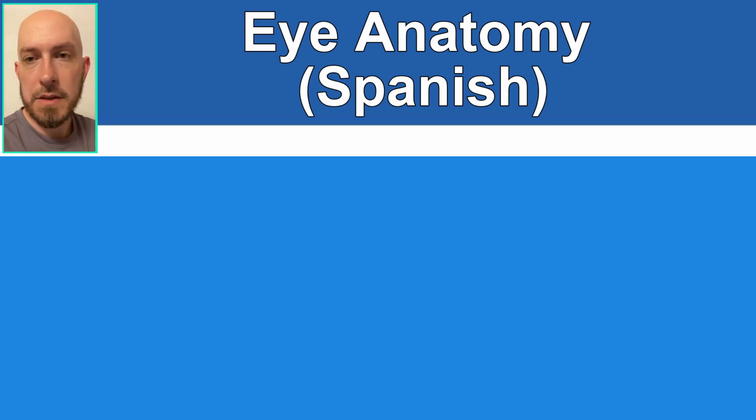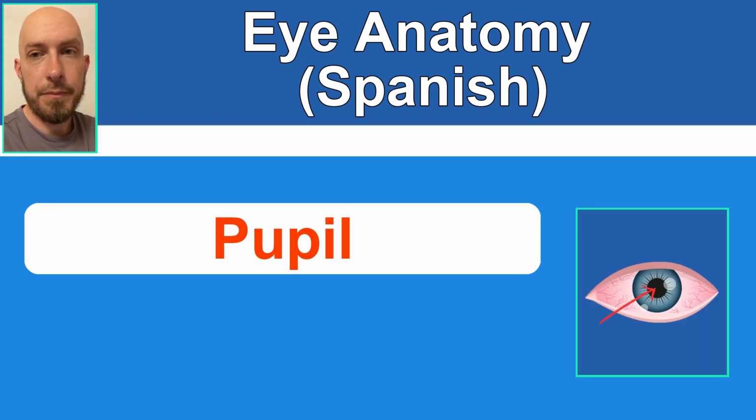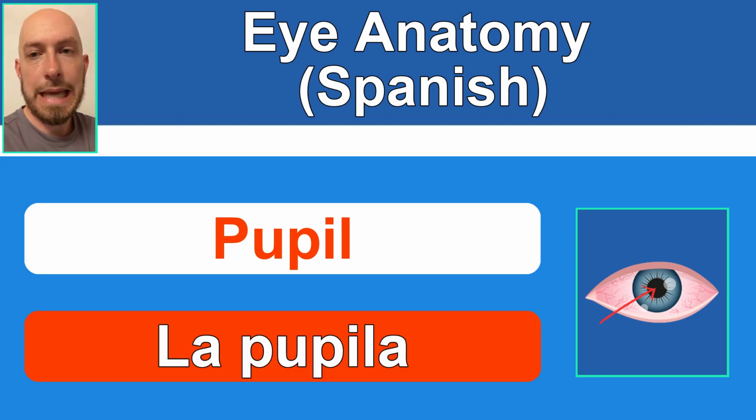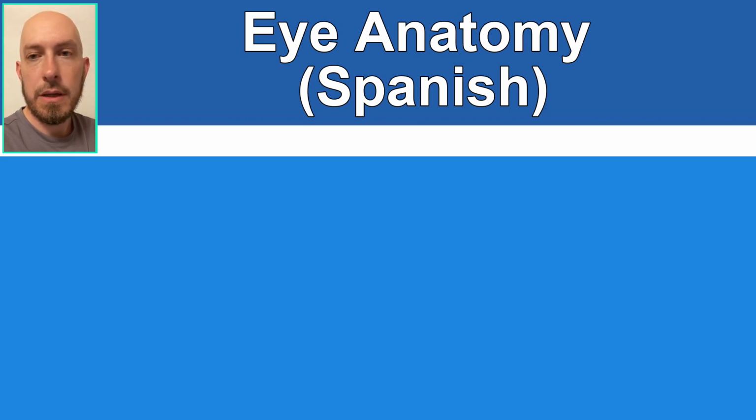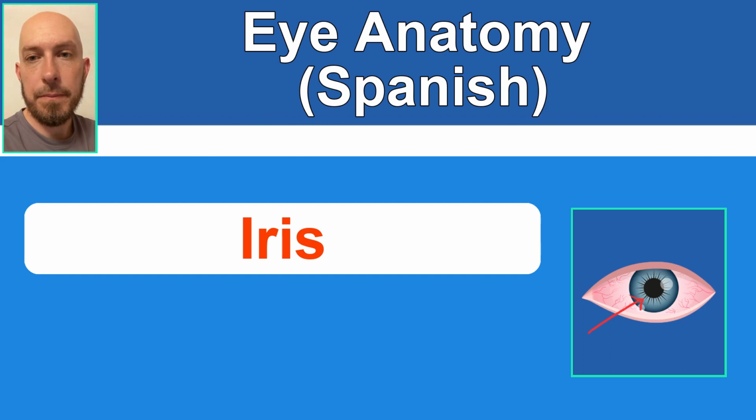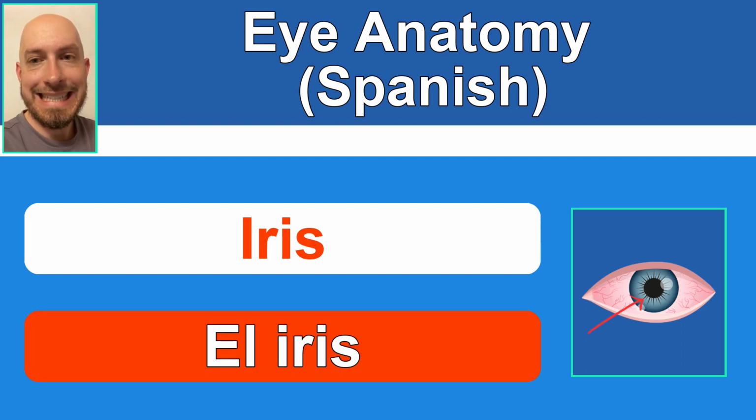Okay, so getting back to some anatomical terms versus the eyelid related words. All right, so pupil. La pupila. Iris. El iris.